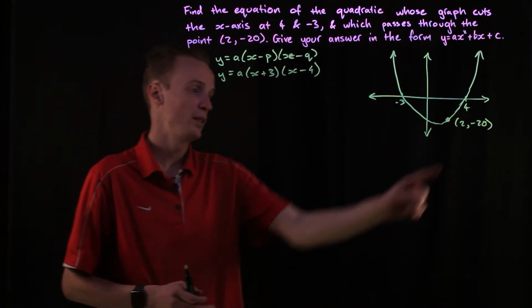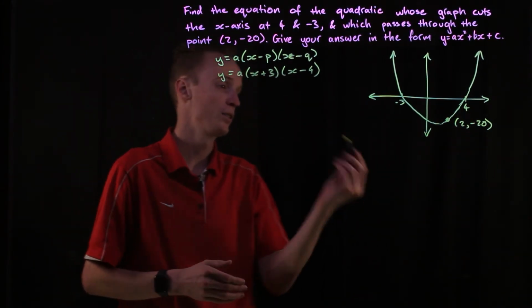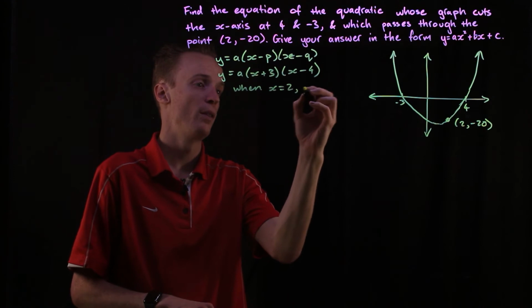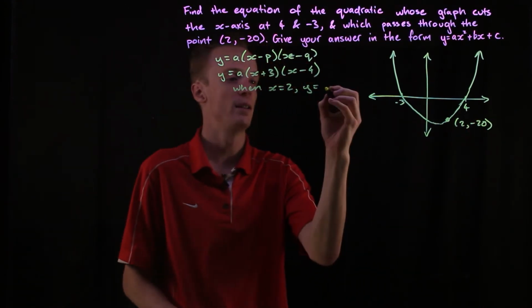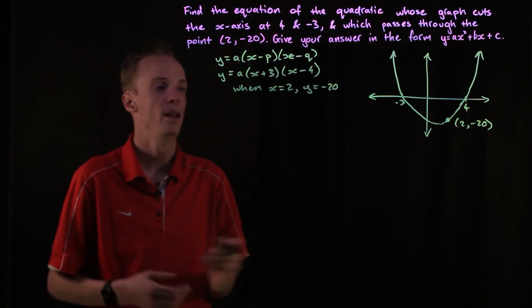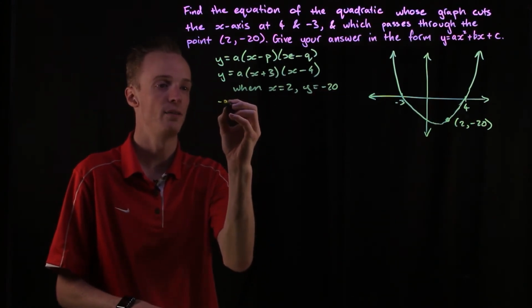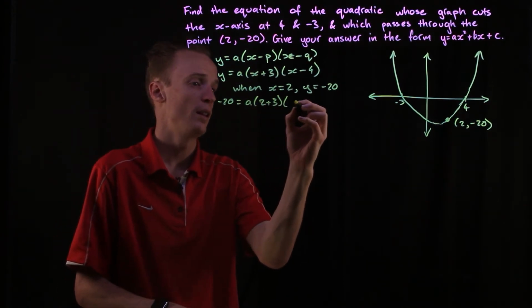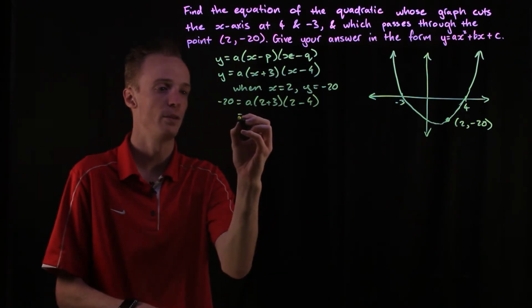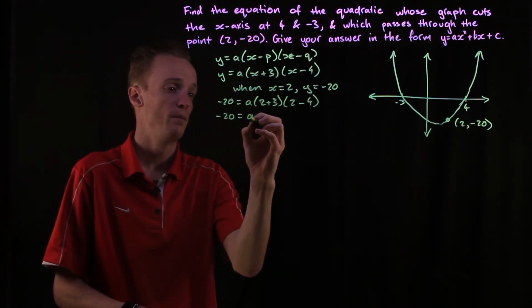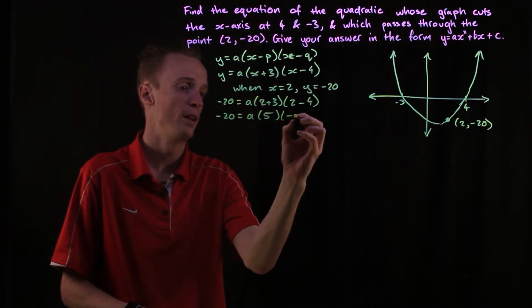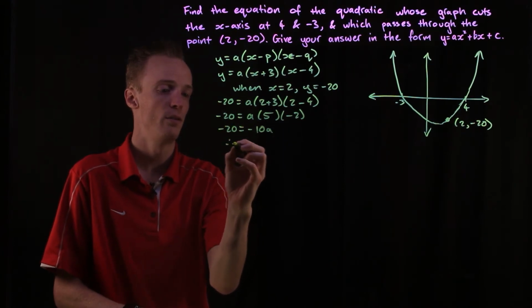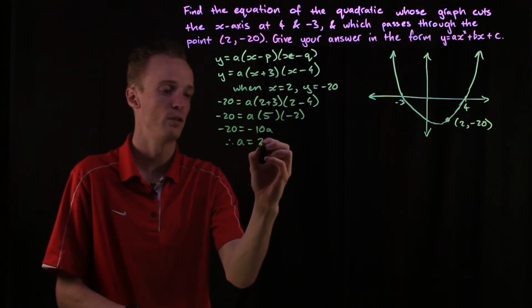So now I need to use this coordinate here to determine what my a is, because I know that when my x is equal to 2, my y is equal to -20. So from here, I'd substitute these values in. So -20 will equal a(2 + 3)(2 - 4). If we simplify that, that'll be 5, that'll be -2, so this will be -10a. So therefore my a will equal +2.